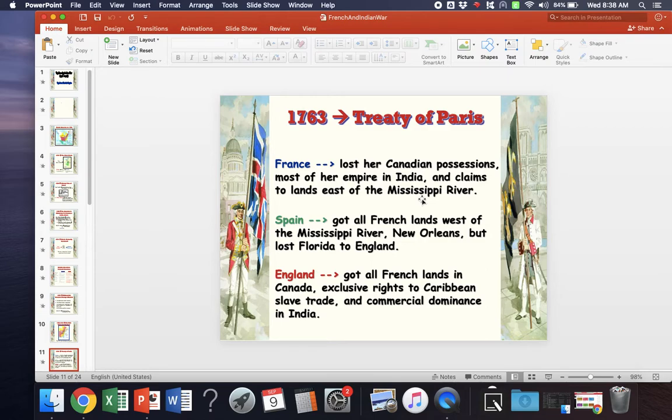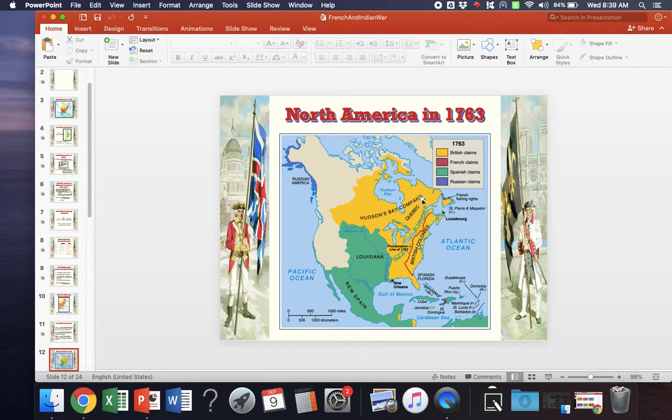Spain gets all the French lands west of the Mississippi River, New Orleans, and that'll be key, but lost Florida. And then England gets all of the French lands in Canada. So this is when England gets Canada. Exclusive rights to the Caribbean slave trade and commercial dominance in India. And this again shows you that even though for our U.S. history purposes we focus on the colonies, this truly was a world war, if you look at all the movements of land as far as the treaty is concerned.